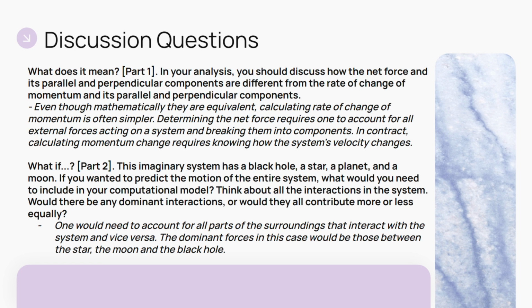Discussion questions. For the first one, even though mathematically they're equivalent, calculating the rate of change of momentum is often simpler. Net force requires one to account for all external forces. For the second one, you would need to account for all parts of the surroundings that interact with the system and vice versa. Dominant forces would be those between the star, the moon, and the black hole.